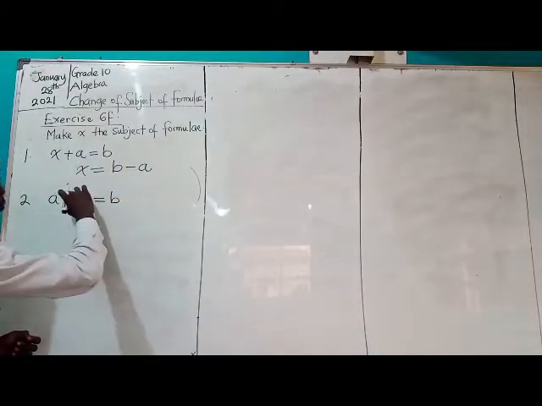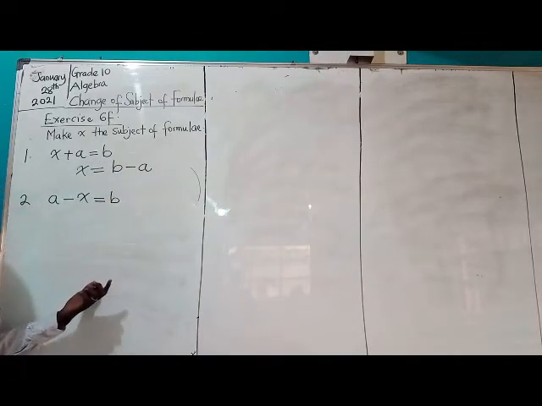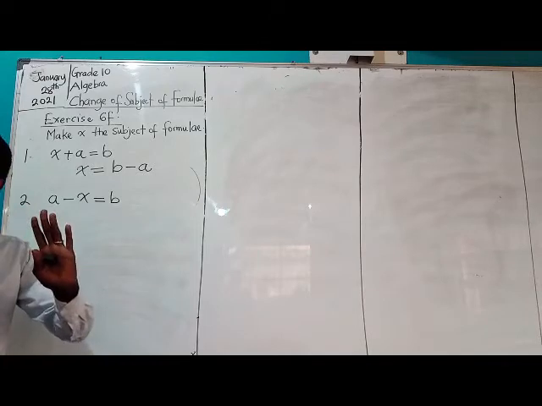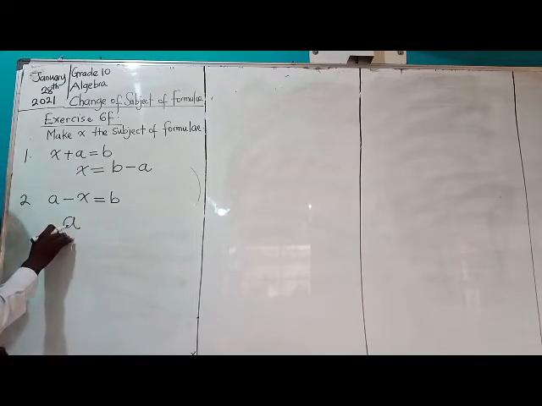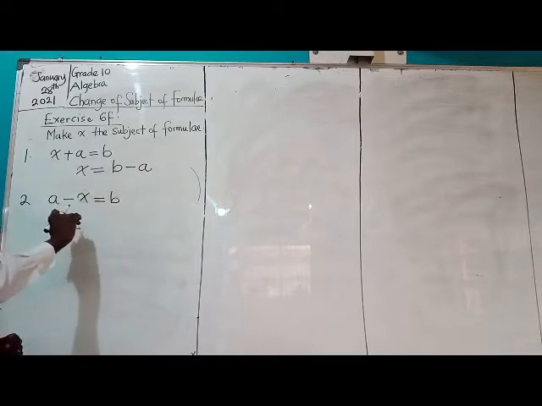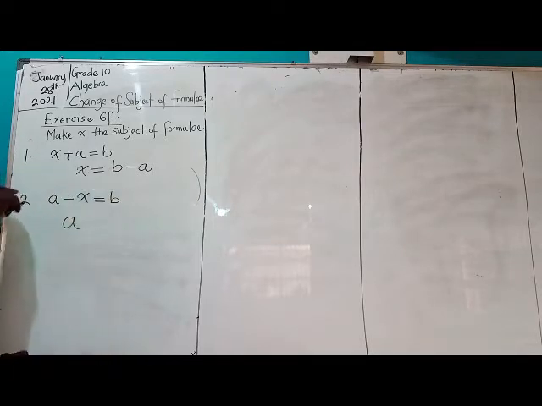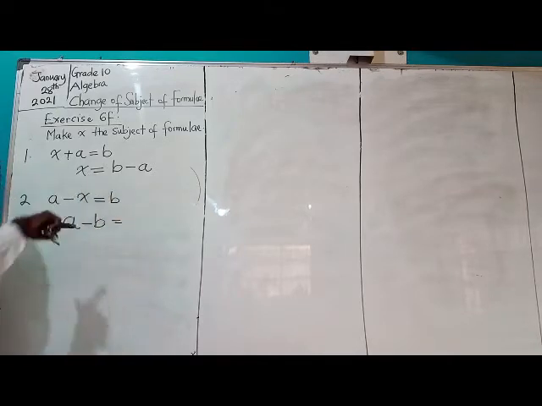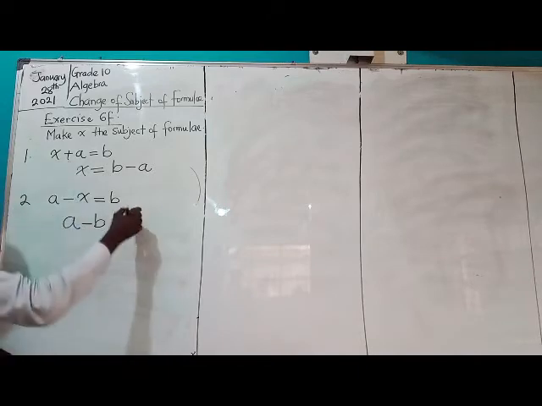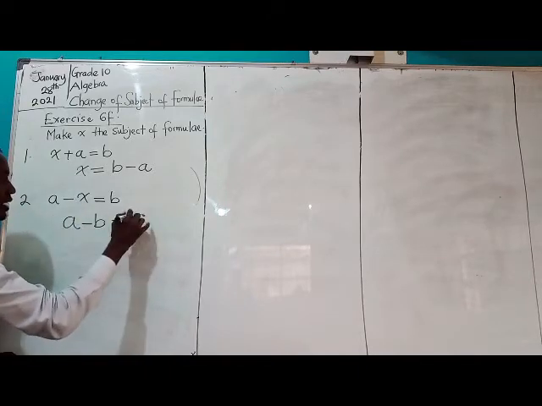What is the subject? The subject is X. So look at this. I will move this to the right hand side. Somebody will quarrel or argue. Why am I moving this? Just be patient. Watch and see what we're going to do. So this will be A on the left hand side. I bring B. The additive inverse of B is negative B. The additive inverse of negative X is X. Crossing the equality side, it becomes X.